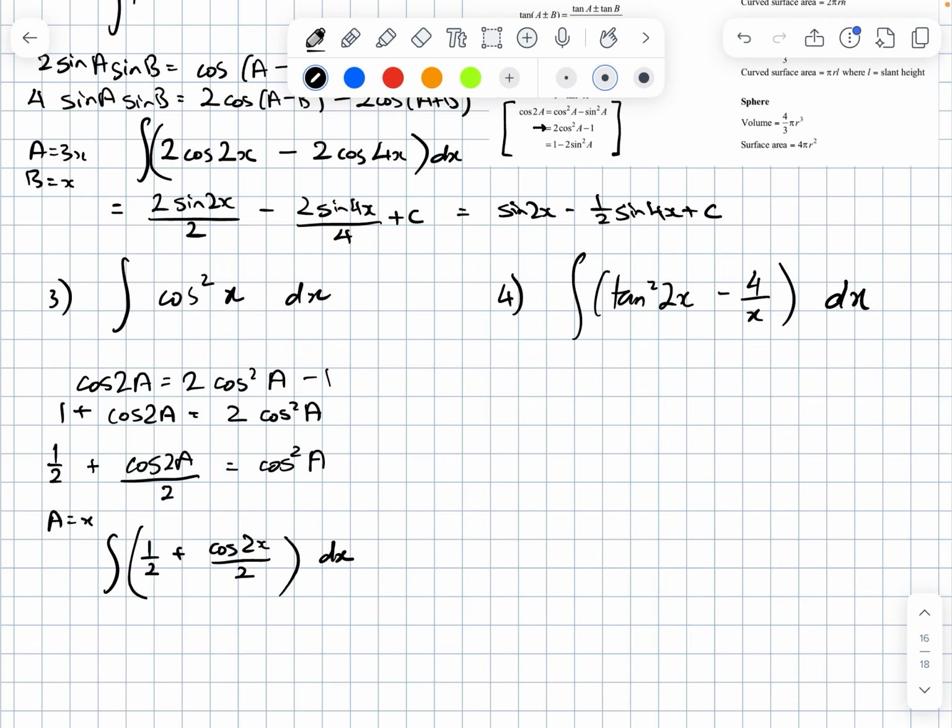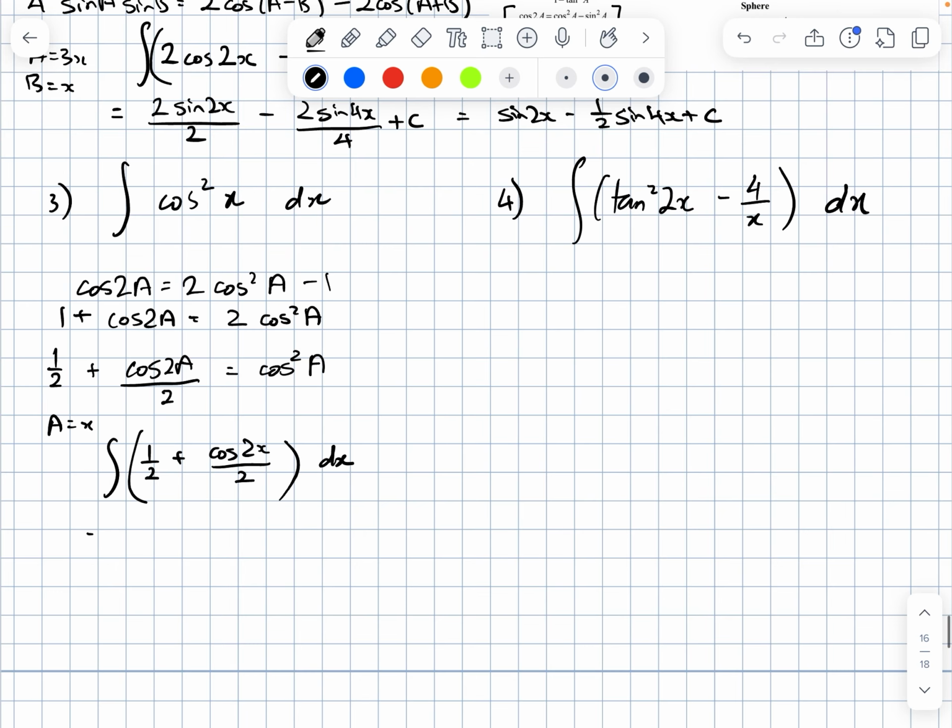Right, to integrate that, 1/2 goes to 1/2 x, cos goes to sin, so that would be sin 2x over 2, and then I've got to divide by the derivative of the angle, which is like multiplying by 1/2, plus c, to give us a final answer of half x plus 1/4 sin 2x plus c.